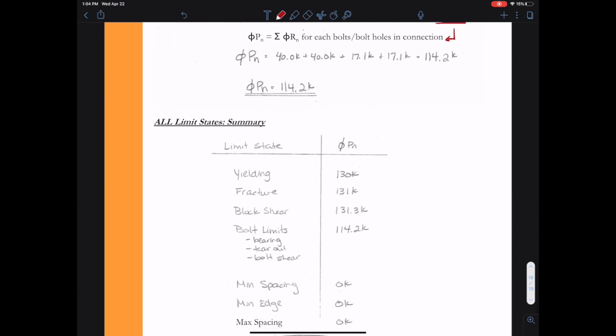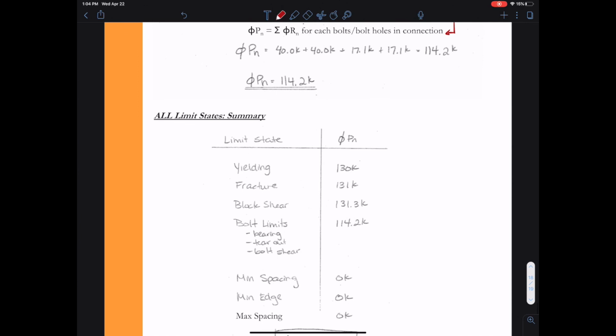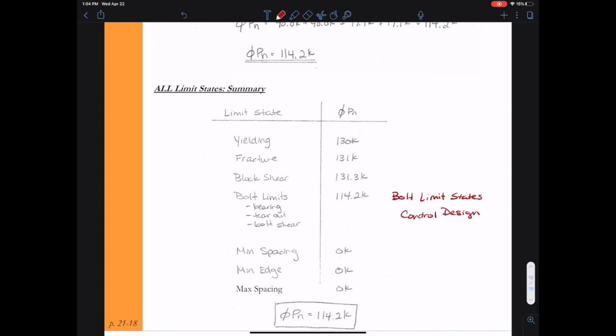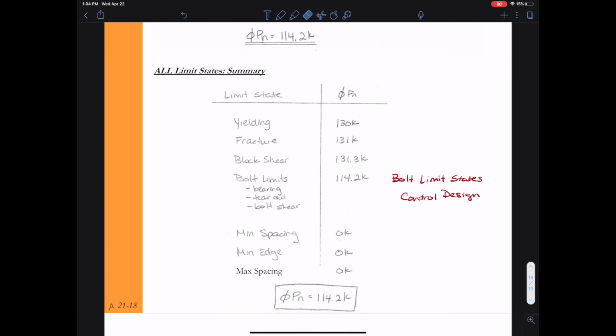Lastly, I compare this strength to all my limit states. So for yielding, I had 130 kips. For fracture, 131. Block shear gave me 131.3 kips. Bolt limit states gave me 114.2. So I see that for all my limit states, my bolt limit state controlled my design. And so VPN for the entire connection would be 114.2 kips. I also see that I met all my minimum edge and spacing requirements as well as my maximum spacing requirements.